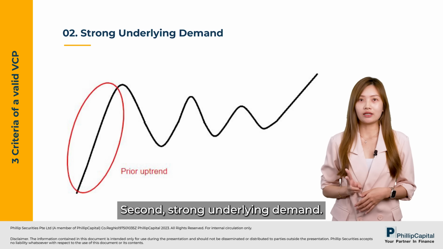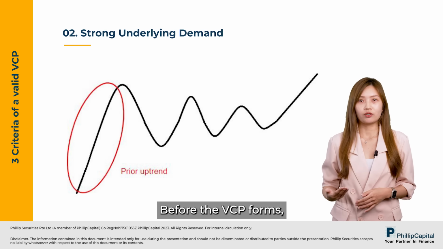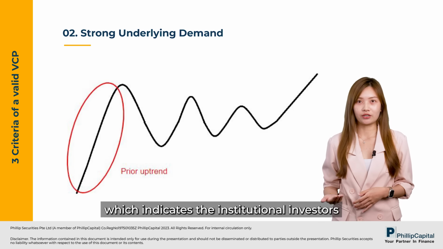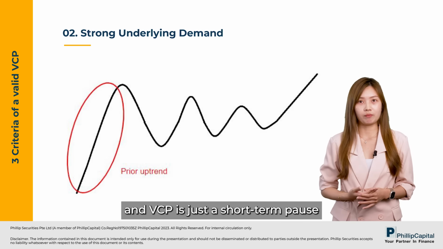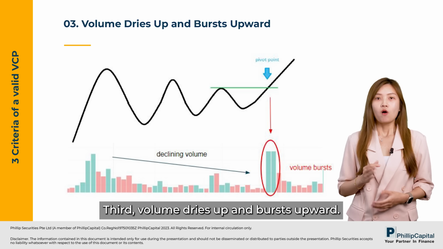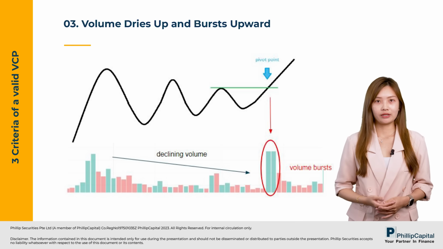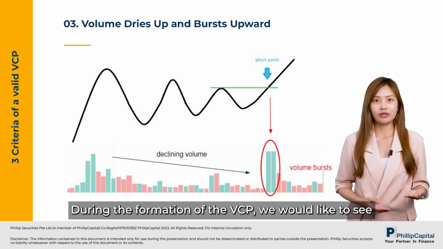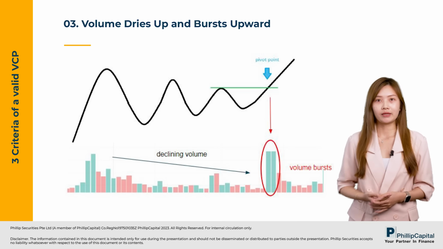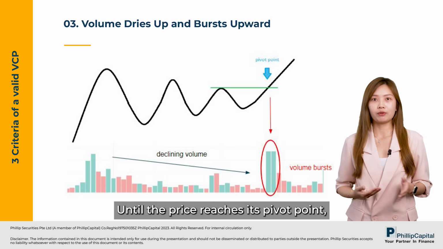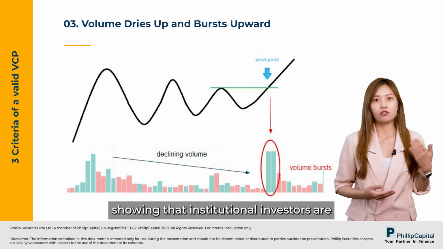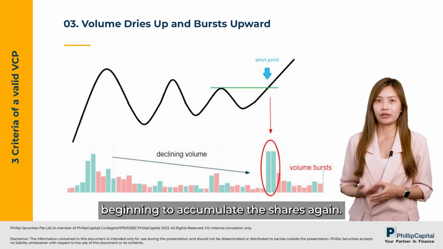Second, strong underlying demand. Before the VCP forms, we would like to see a strong uptrend, which indicates the institutional investors are accumulating the stocks and VCP is just a short-term pause within the overall uptrend. Third, volume dries up and bursts upward. During the formation of VCP, we would like to see a declining volume as it indicates a lack of supply. Until the price reaches its pivot point, we would like to see a surge in volume, showing that institutional investors are beginning to accumulate the shares again.